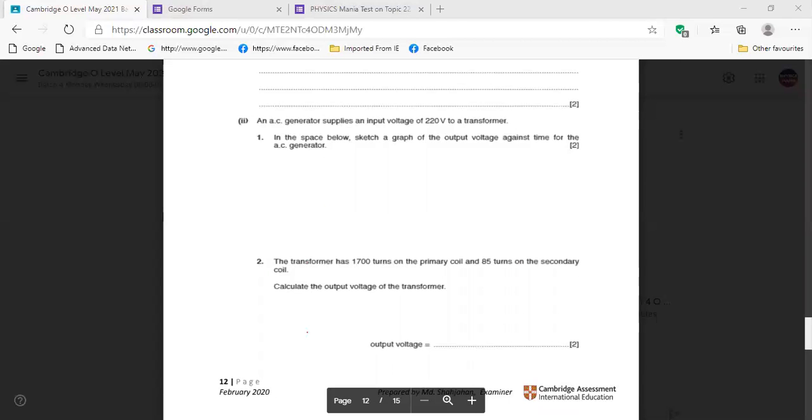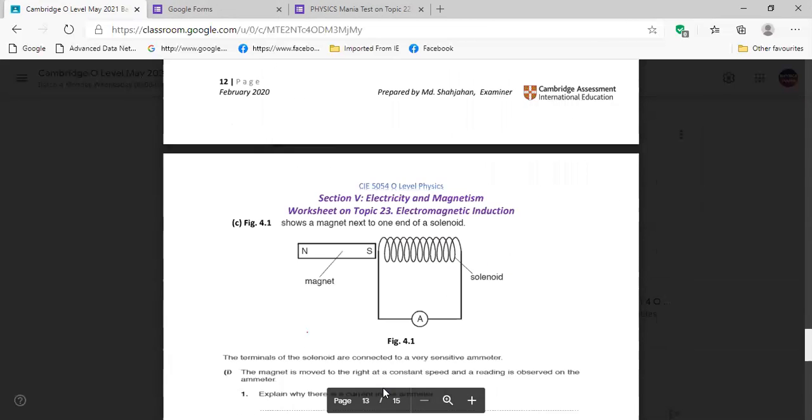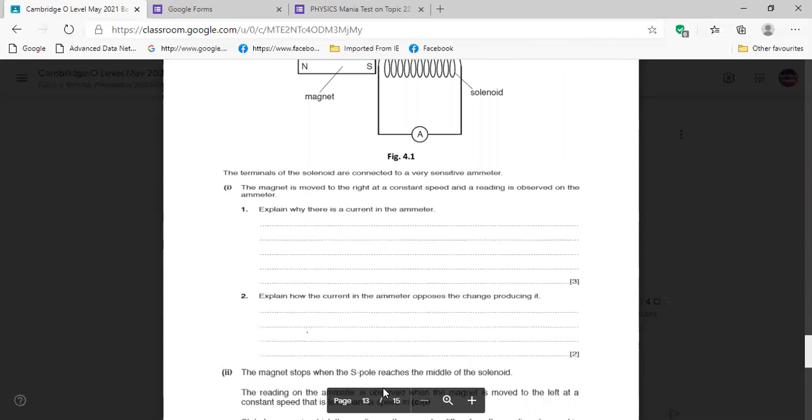Sir, actually in most of them I have my doubts. What doubts? Tell me. In C11, you just explain why there is a current in the ammeter. If there is EMF, there is current. So the current is read by the ammeter. You were mentioning induced EMF. For that one, there is one mark. Then you write why the induced EMF is produced.